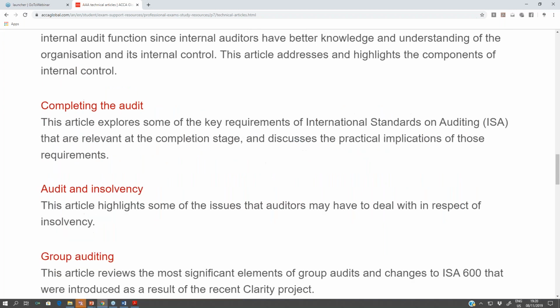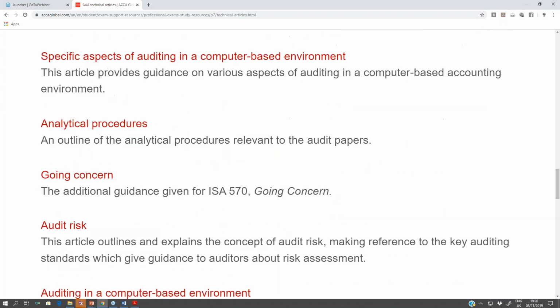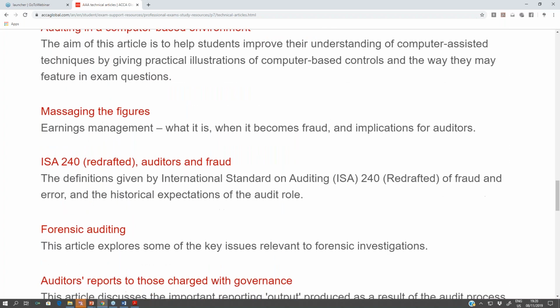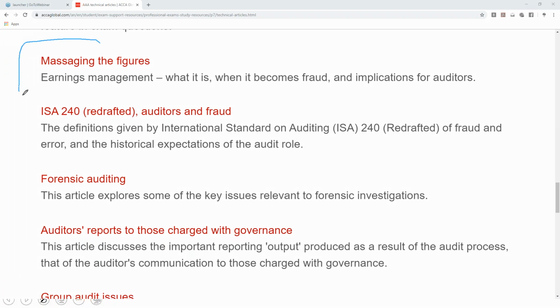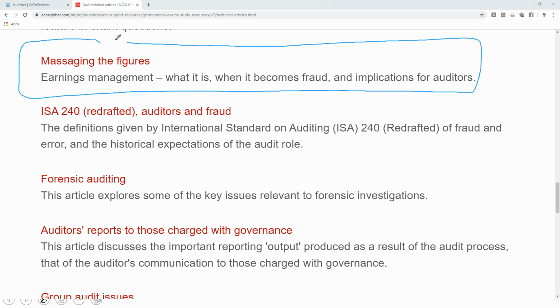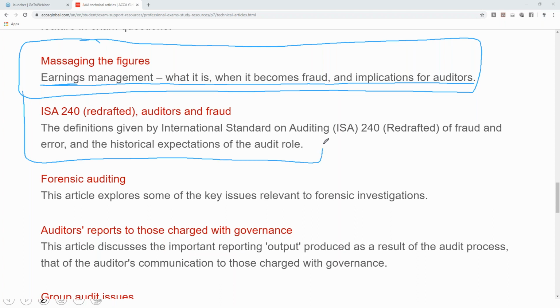completing the audit, group audit, specific aspects, analytical procedures, audit risk, massaging the figures. This is the article, such an important article when it comes to exploring your knowledge of AAA for fraud. Can you see the title of this article, massaging the figures, manipulating the figures, and see what the examiner is saying, earnings management. What it is, when it becomes fraud, and the implication for audit. So if you want to be good on fraud, massaging the figures, you need to read this article. And see the next one, ISA 240, auditor and fraud. So 2 articles supporting fraud.